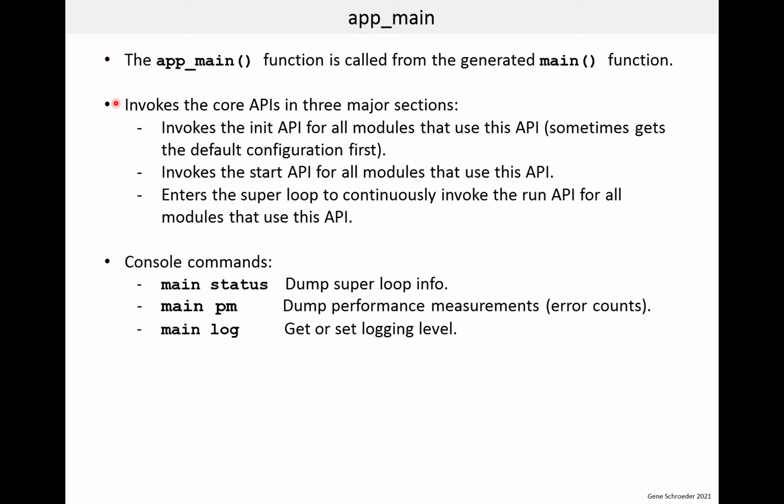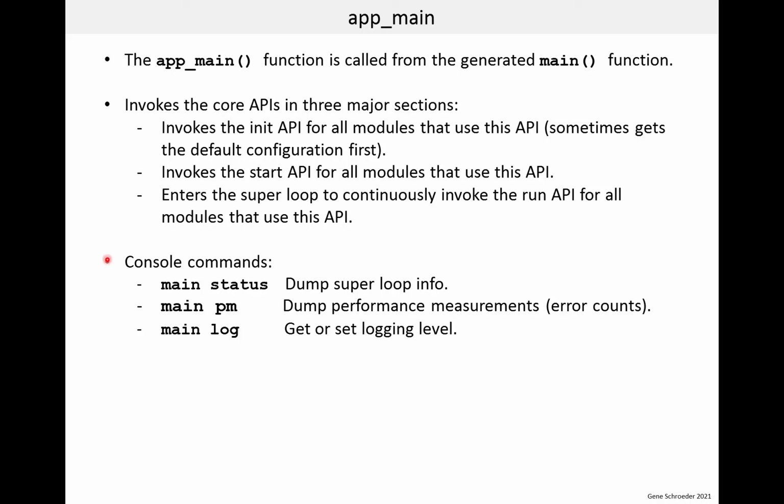Now the app_main function invokes the core APIs for the various modules in 3 sections. It's pretty simple. First, it invokes the Init API for all modules that use this API. Sometimes it gets the default configuration first. Then it invokes the Start API for all modules that use this API. And finally, it enters the super loop to continuously invoke the Run API for all modules that use that API.